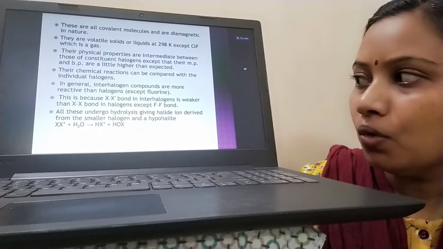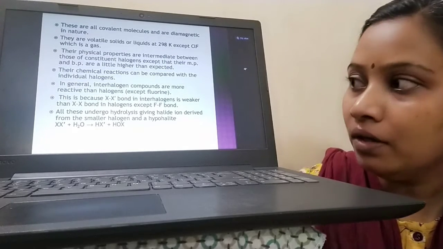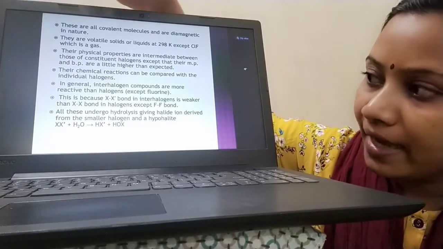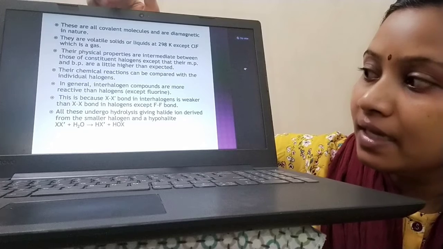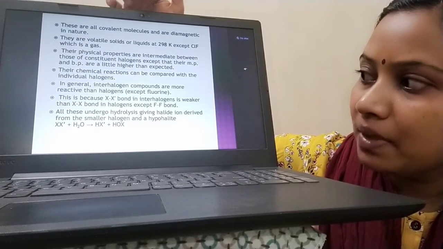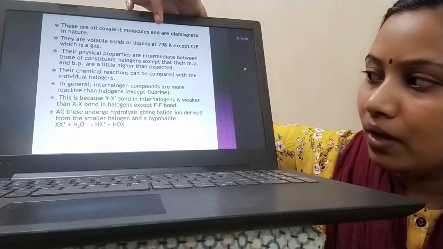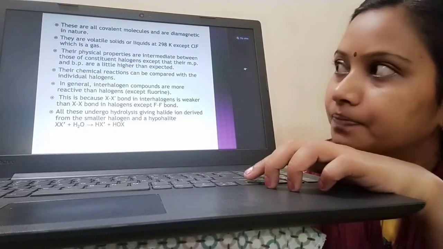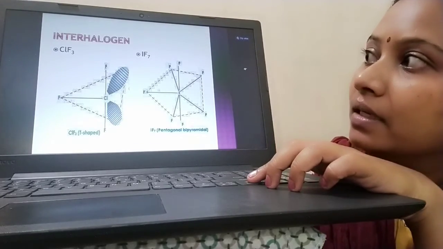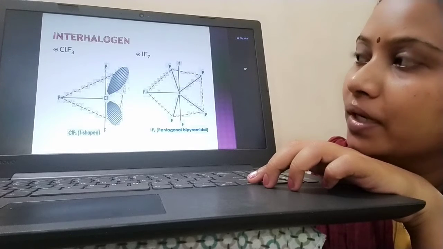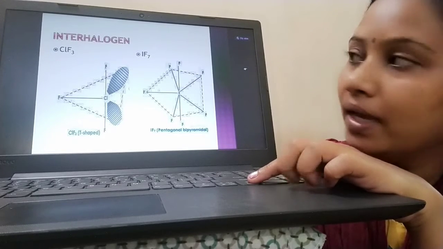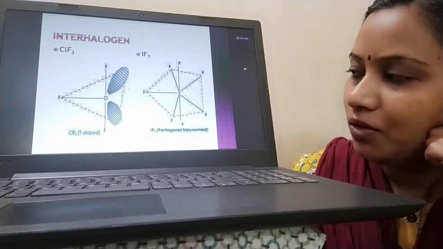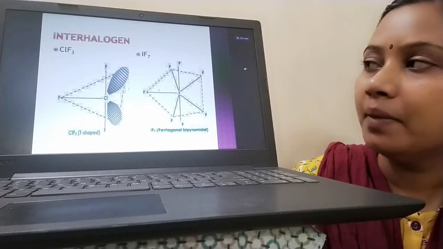Then they undergo hydrolysis, giving a halide ion, which is derived from the smaller halogen, and a hypohalite. See the reaction: XX' plus water gives HX' plus HOX. This is your hypohalite, and that is your smaller halogen compound. This is the interhalogen compound of chlorine trifluoride, and iodine, which is 7, no? So iodine heptafluoride.